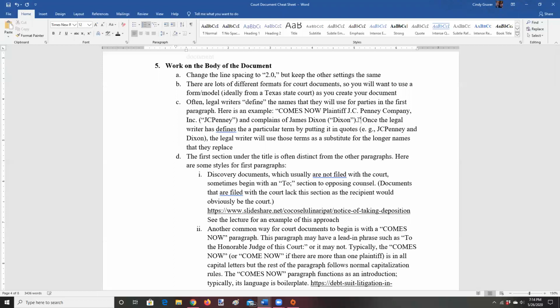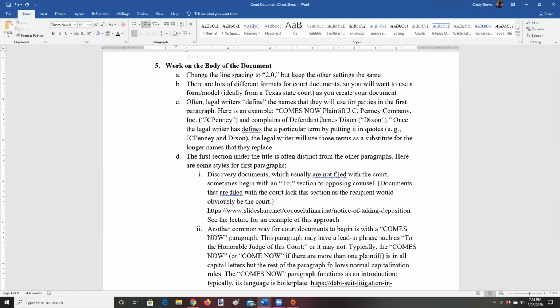So typically when you have a comes now paragraph, comes and now are all in capital letters. The rest of the words are going to be capitalized as you would normally capitalize. So we have comes now, plaintiff, JCPenney Company, Inc., and complains of James Dixon. I'm going to add defendant, James Dixon.